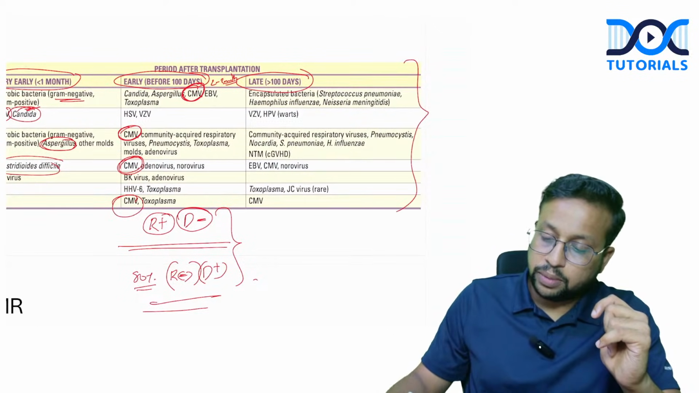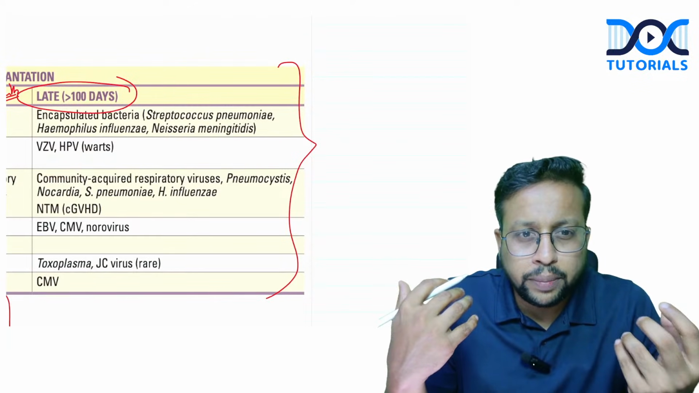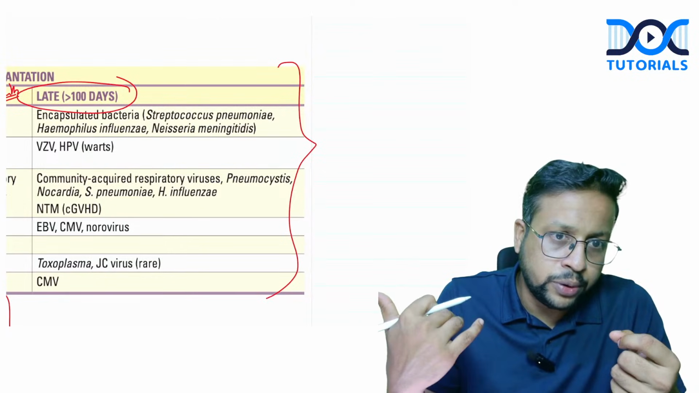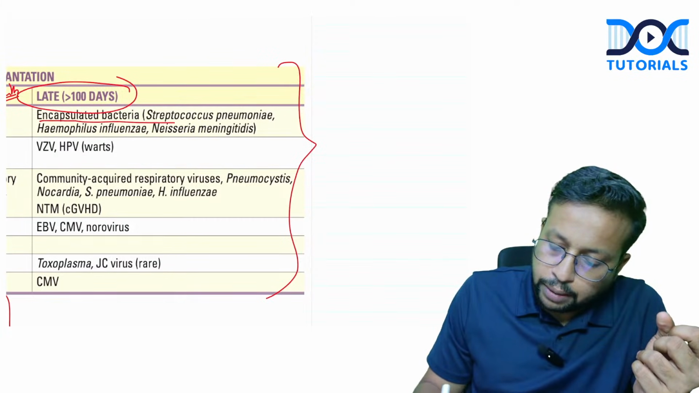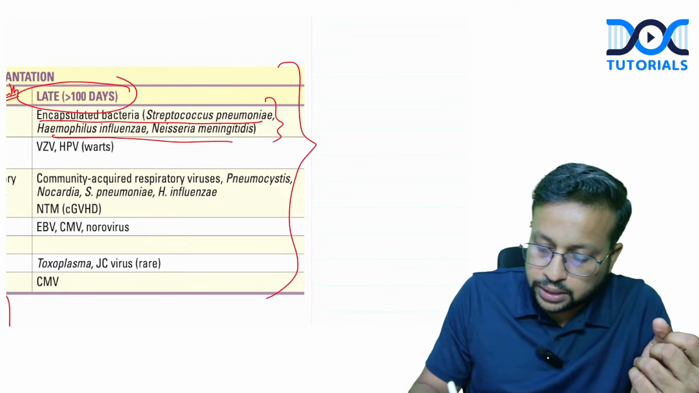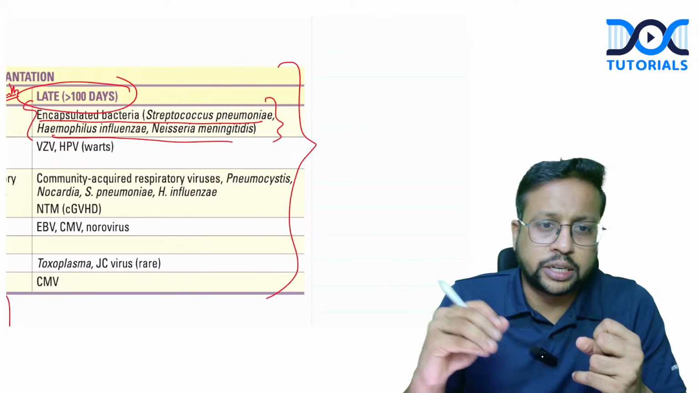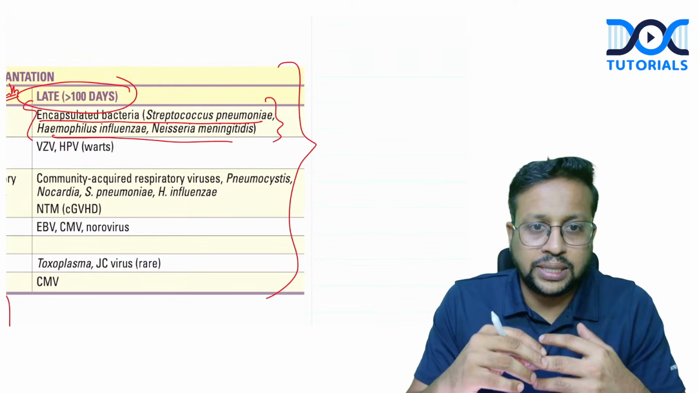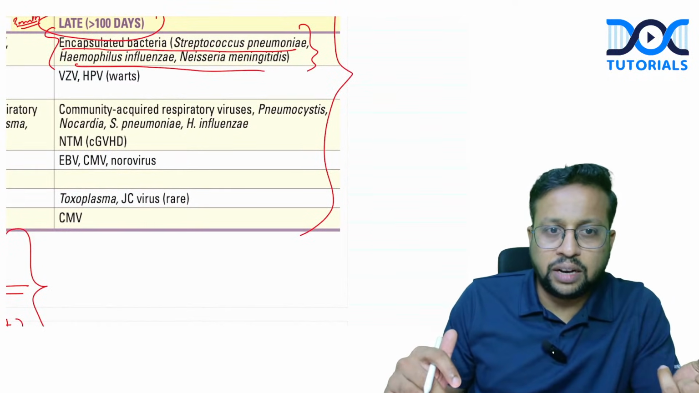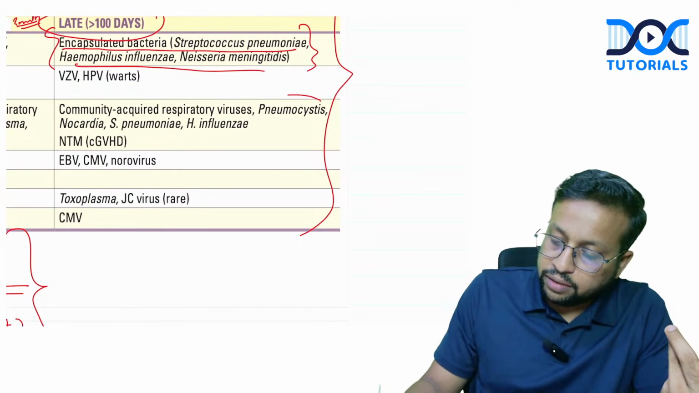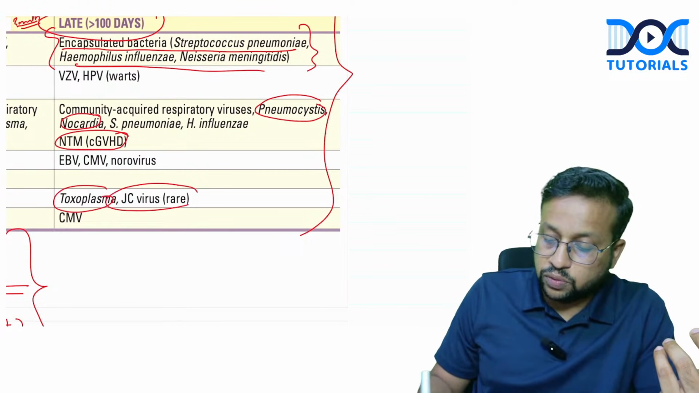Late infections after hematopoietic stem cell transplant, after 100 days: it takes a long time for your immunity to mature, both the humoral immunity as well as the T cell mediated or cellular immunity. So you have encapsulated bacterial infections, where antibody mediated immunity is deficient. You can get infections due to Strep pneumoniae, Haemophilus influenzae, Neisseria meningitidis, etc. And then you also have deficient cell mediated immunity, as a result of which you can get infections like Pneumocystis, Nocardia, NTM infections, Toxoplasma, CMV, etc.